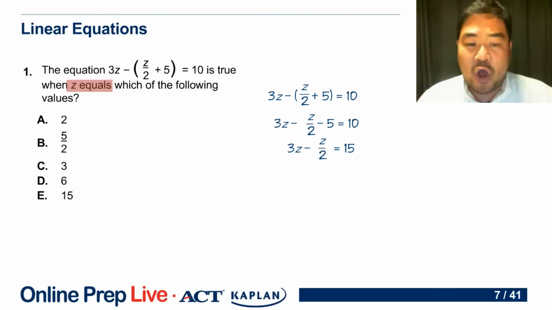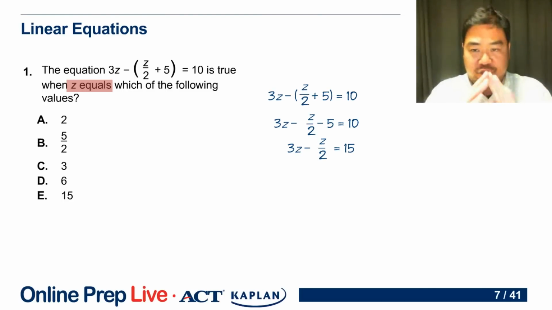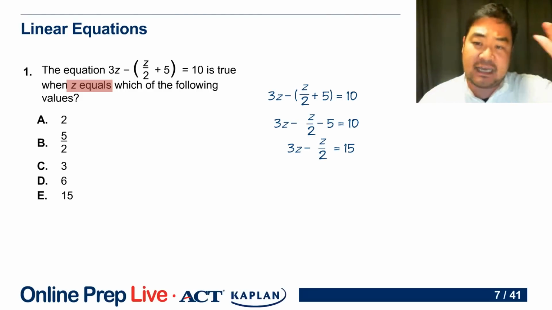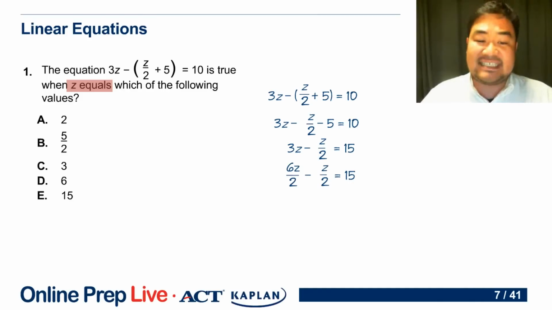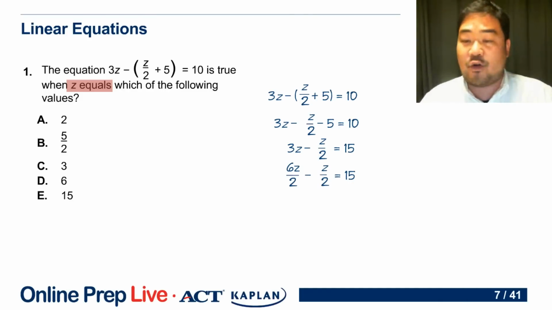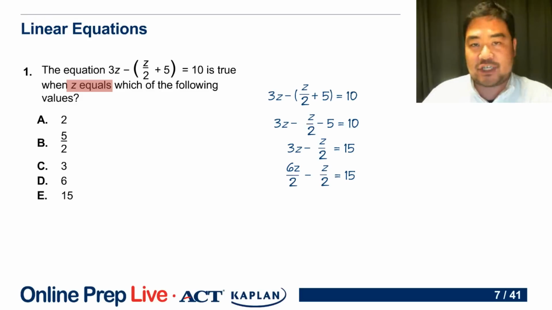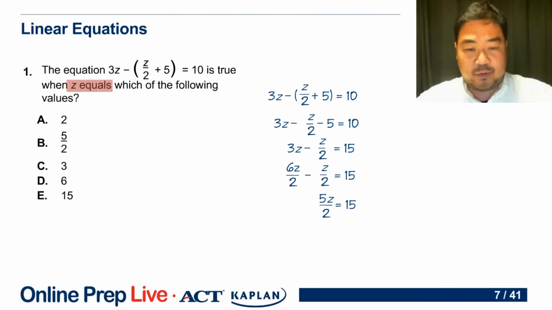Type it into the chat. What's that left side? What's 3z going to be equal to when we put that over 2? Instead of just saying 3z, what's that expression going to be when we say something over 2 on the left side? And that's going to give us, yeah, we see that, 6z over 2 minus z over 2. And the reason why we want a common denominator is that we leave the denominators as they are and just combine the numerators. 6z minus z over 2 is 5z over 2, which is equal to 15.